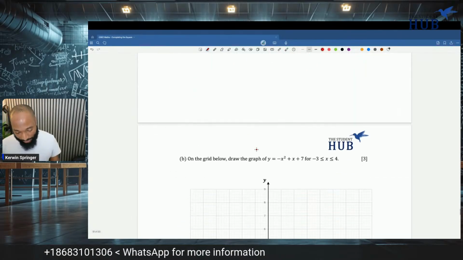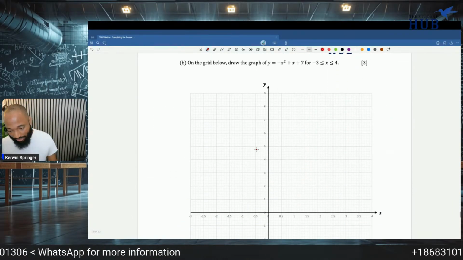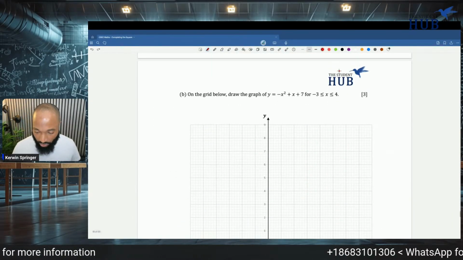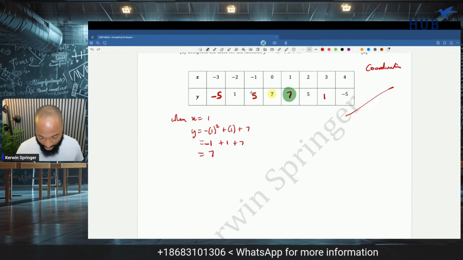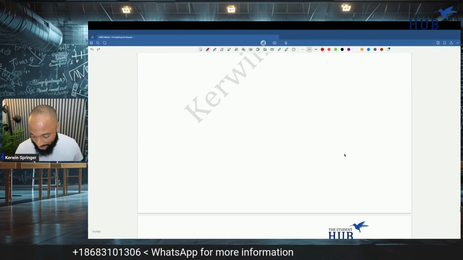Moving on with our life, on the grid we needed to sketch the graph between these. Now let's just write back all the coordinates here. Let's just copy and paste all the coordinates here. I could do that, or you might have to write it in the exam.